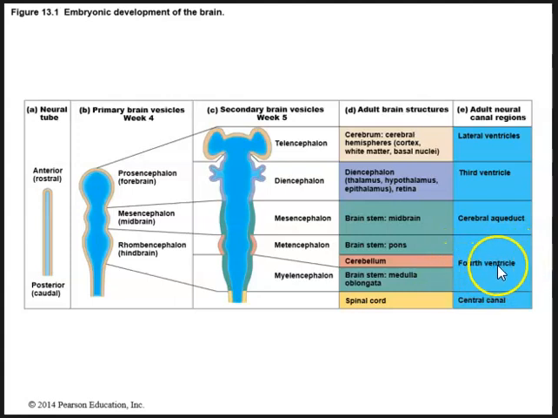and that's the fourth ventricle. And then from the fourth ventricle, it will either go through the lateral or medial apertures, the lateral aperture of Luschka, or the medial aperture of Magendie, to go to the rest of the brain, traveling within the subarachnoid space, one of the meninges surrounding the brain, or it will go through the central canal within the spinal cord.